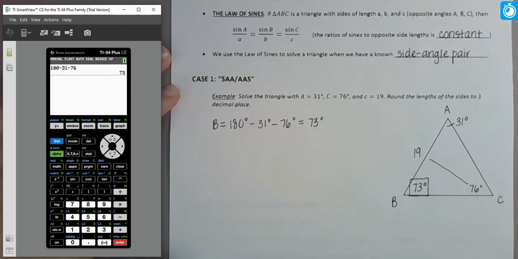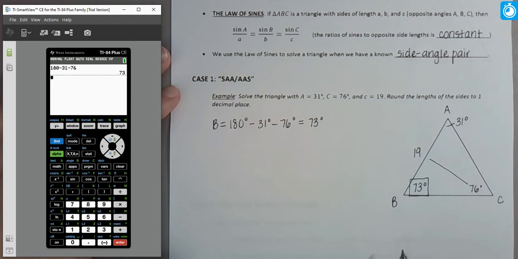It's a good idea to make a note of what you solved for versus what you were given, because as I mentioned in the last video, ideally when we're solving for new things, we want to use givens rather than things we solved for as much as possible, just to avoid the possibility that we made a mistake early on and we propagate that mistake through the problem. So that is going to be angle B.